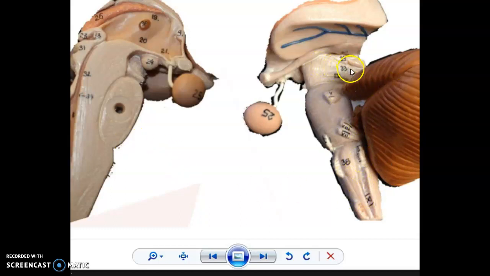And again, you can sort of see it there. It's not clear on any of them. I just went through all my brain models. I couldn't find it clear on any of them.